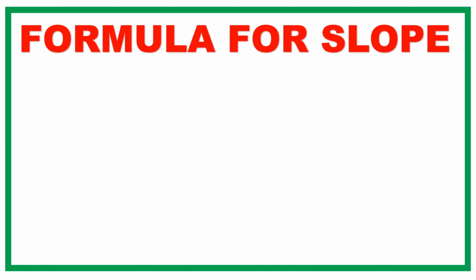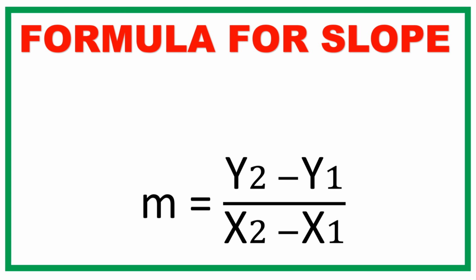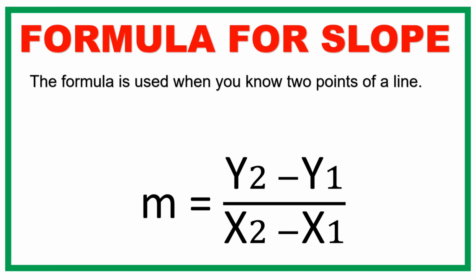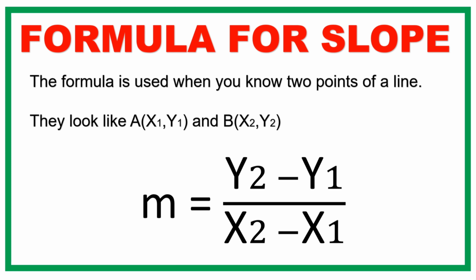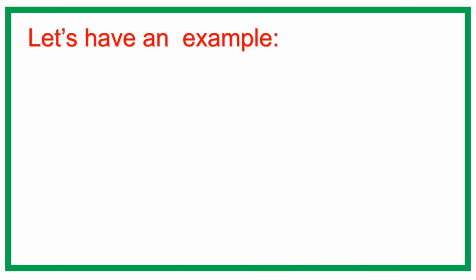Okay, let's discuss again the formula for slope. M equals y2 minus y1 over x2 minus x1. The formula is used when you know 2 points of a line. They look like A (x1, y1) and B (x2, y2). Let's have an example. We have (5, 4) and (7, 5). How are we going to compute this using the formula?